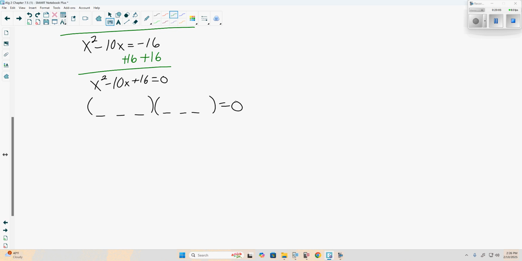Now, since the third term is positive, the signs are the same and match the sign of the middle term. I feel like I just said it was negative. Factors of x squared are going to be x and x. Factors of 16: 1 and 16, 2 and 8, 4 and 4. 2 and 8, and those indeed would be the correct factors.